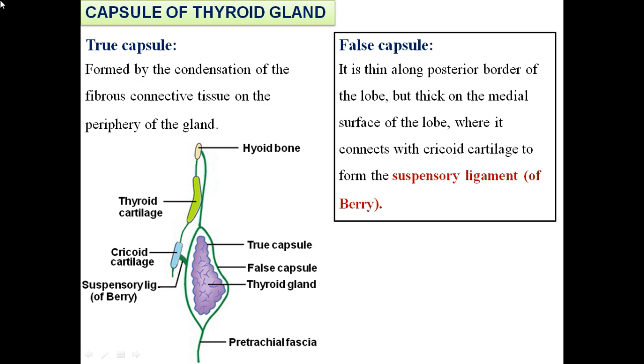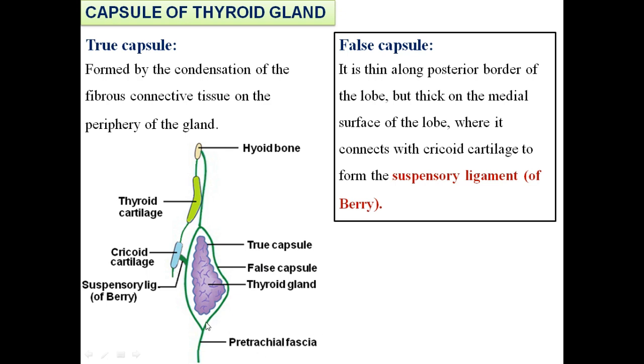Capsule of the thyroid gland. The gland has an investment of two capsules: the inner true capsule that is adherent to the gland, and the outer false capsule that encloses the whole gland. The false capsule is derived from the pretracheal fascia.